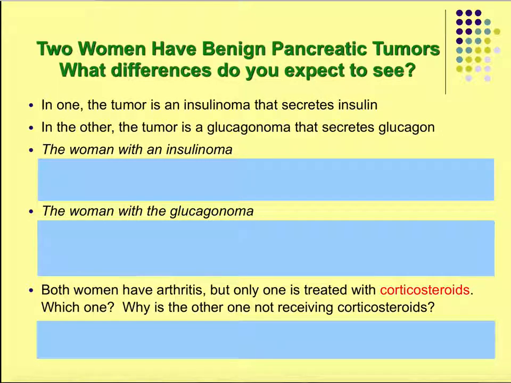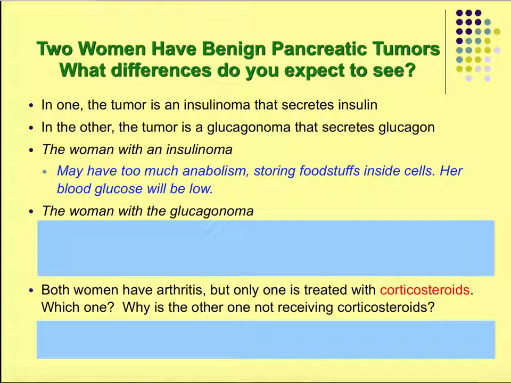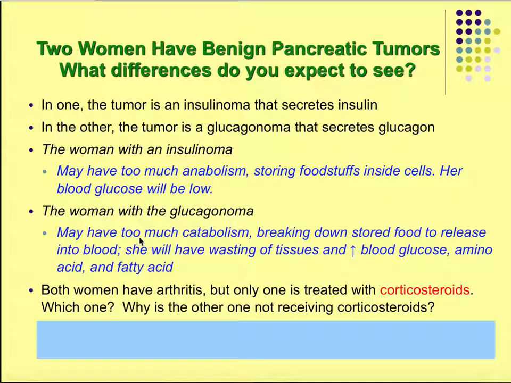The woman who's making too much insulin is going to have too much anabolism. She's going to be storing her individual foodstuff out of her blood into her cells, so her blood glucose, if we were to look at it, would be low. She would be hypoglycemic. On the other hand, the woman with a glucagonoma will have too much glucagon, which we said is antagonistic to insulin, so she has too much catabolism happening. She is breaking down the stored foodstuff from her cells and releasing it into the blood, so her amino acids, her free fatty acids, and her blood glucose would be elevated.